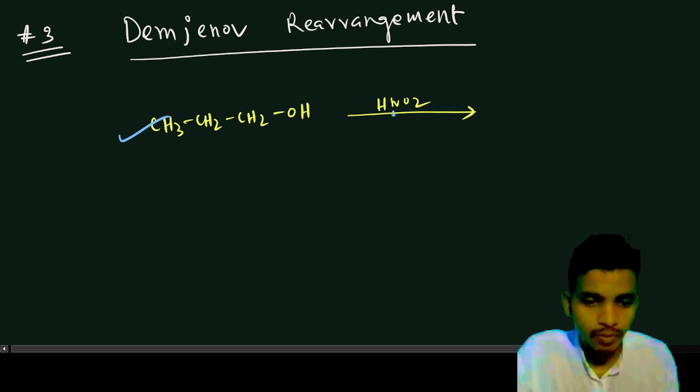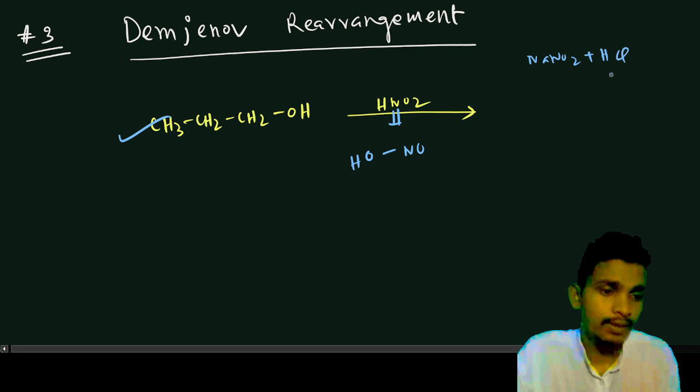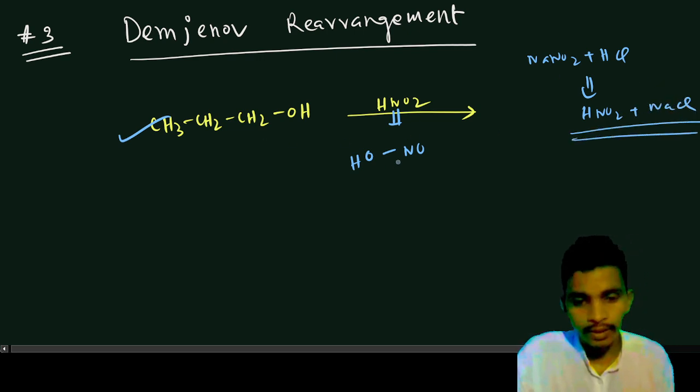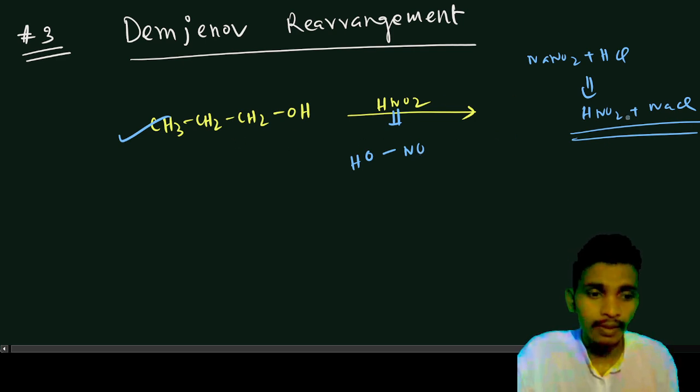So this HNO2, that is OH, and we have NO. We can write this as HO-NO. How do we form the HNO2? I have explained that: from NaNO2 plus HCl, we can form HNO2 plus NaCl. Okay, so OH and HNO2 can be written this way also. Now here we have HCl, so in the reaction HCl is also present because we have given HCl.